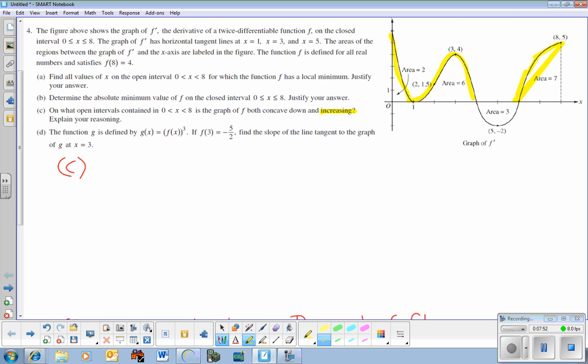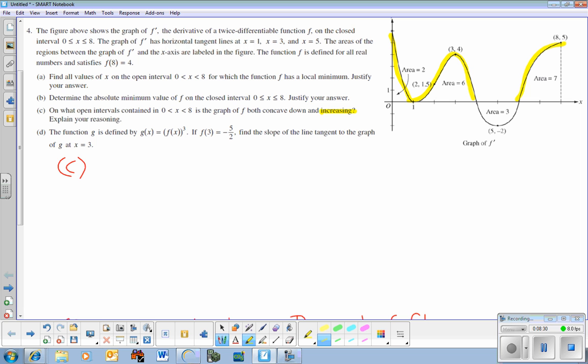Hold on, this yellow is bothering me over here. Come back. Okay, better. Next condition, f needs to be concave down. So concave down means the second derivative is negative, okay? The second derivative is the derivative of the first, or the slope of the first derivative. So we need to find places where this graph is decreasing. It has a negative slope, because a negative slope here means a negative second derivative.